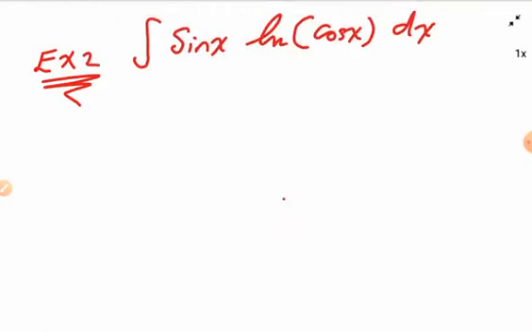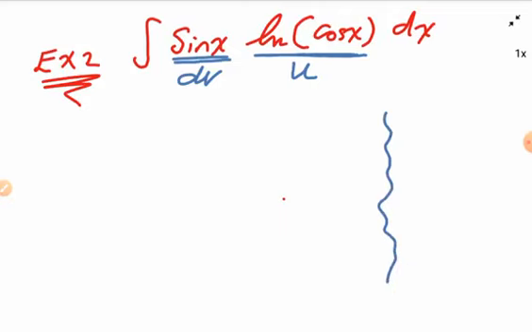Let A. To choose u, you should follow this word, which is LATE. Let A means the logarithm comes first, so this one will be u and the other part of the question will be dv. Here we will let u be equal to ln cosine x and directly find the derivative.